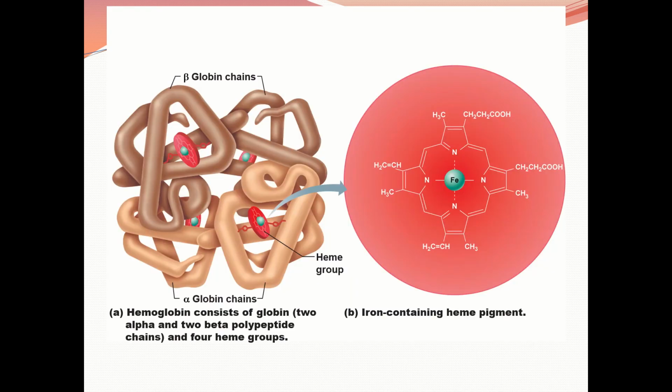This illustration shows hemoglobin, and it consists of globin, which is 2 alpha and 2 beta polypeptide chains, as well as 4 heme groups, which will bind to iron. And this is what will help to carry the oxygen.